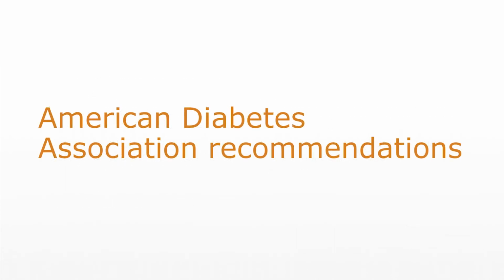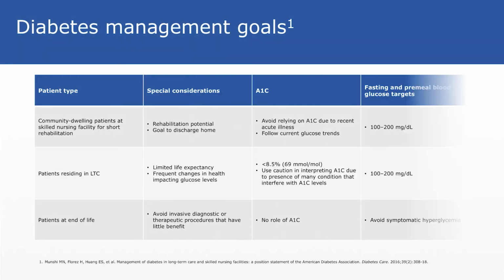Let's take a look at the American Diabetes Association position statement for long-term care and skilled nursing facility residents in more detail. The ADA position statement for managing diabetes in the long-term care and skilled nursing facility setting provides varying treatment goals compared to the general population. It is critical to understand your patient's individual setting and needs, and tailor their treatment goals accordingly. For example, a patient who may be in a skilled nursing facility for short-term rehabilitation should be treated differently than a patient residing in a long-term care environment.